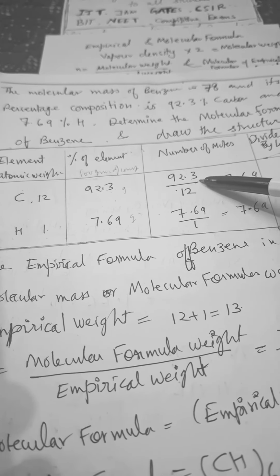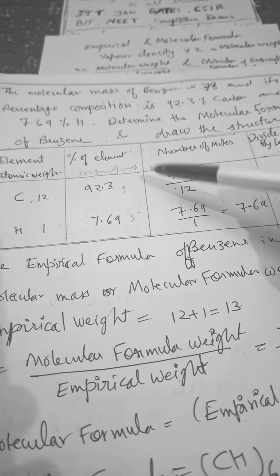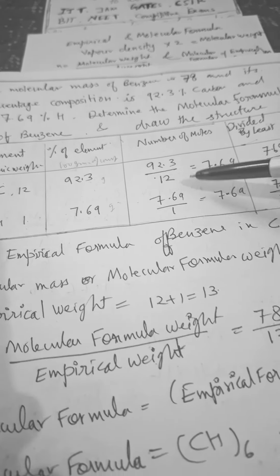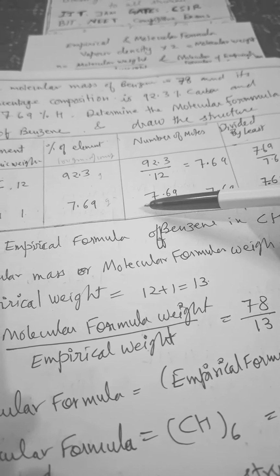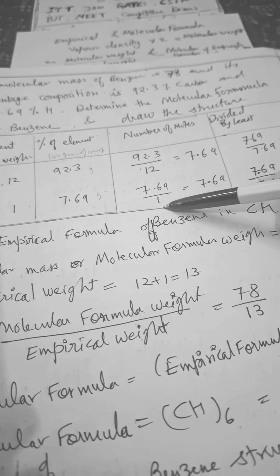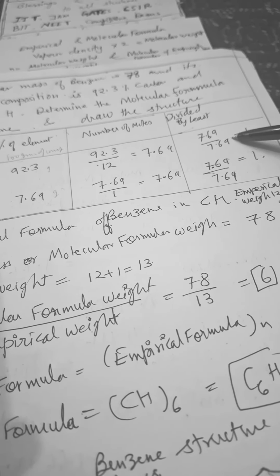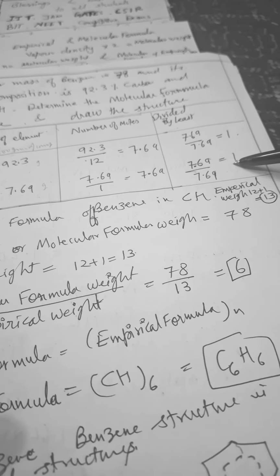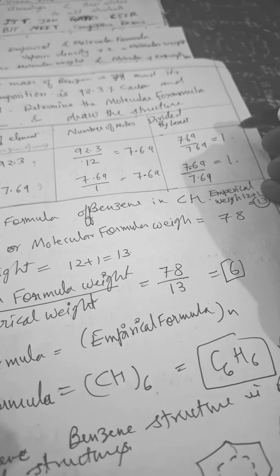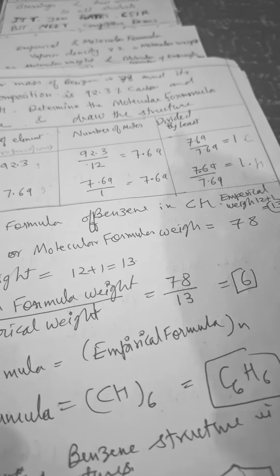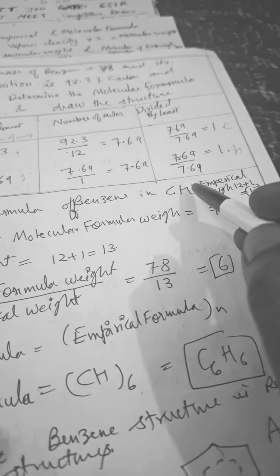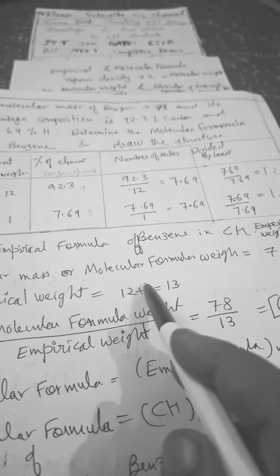So 92.3, the given mass, divided by the atomic weight of carbon gives 7.69, and 7.69 divided by 1 will remain as such. It is very easy. 7.69 divided by 7.69: both have one carbon and one hydrogen. So the empirical formula is CH, and the empirical weight will be 12 plus 1, which is 13.